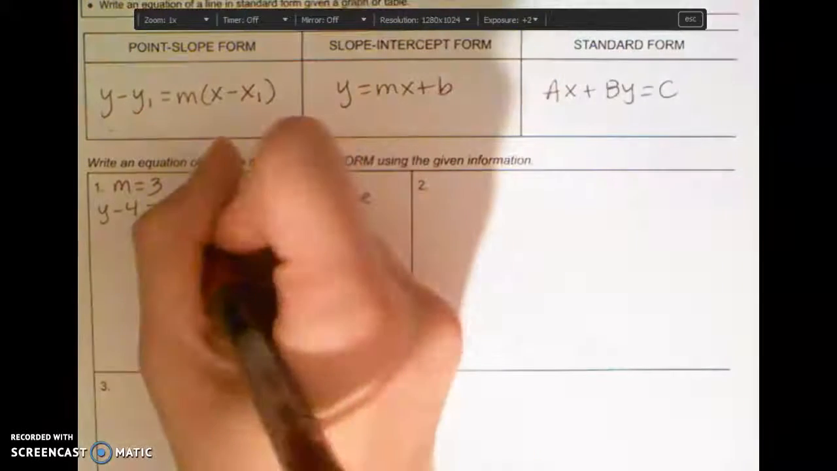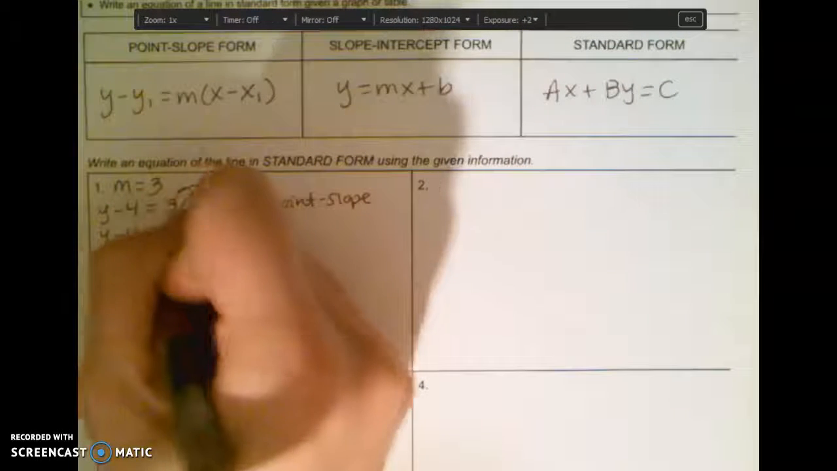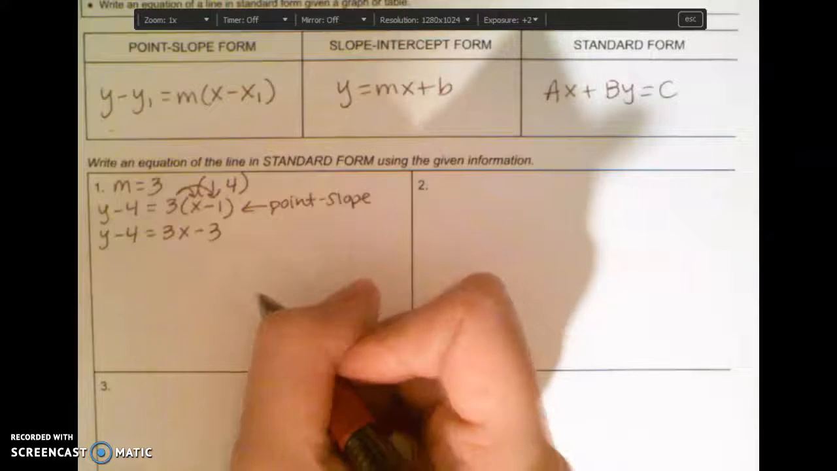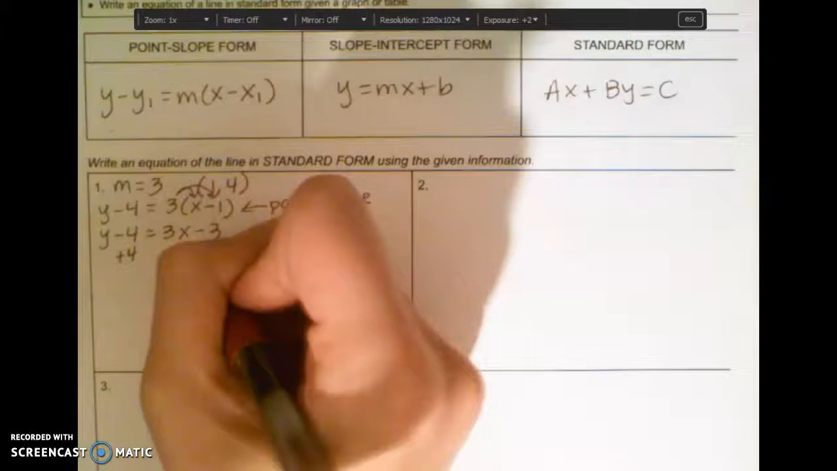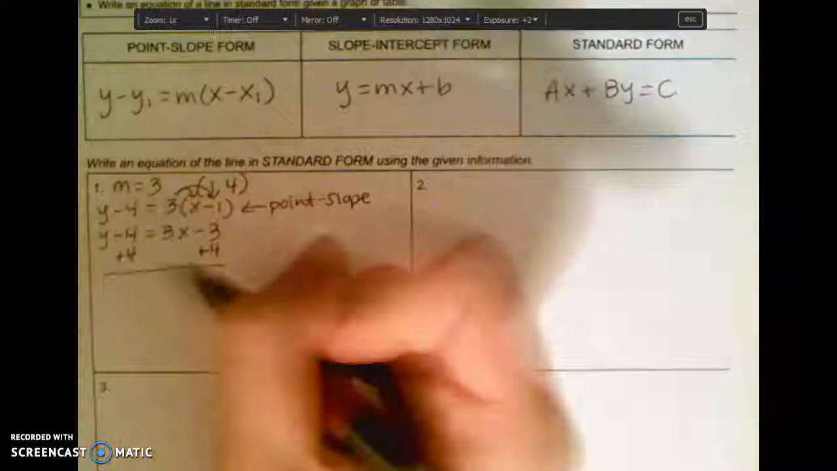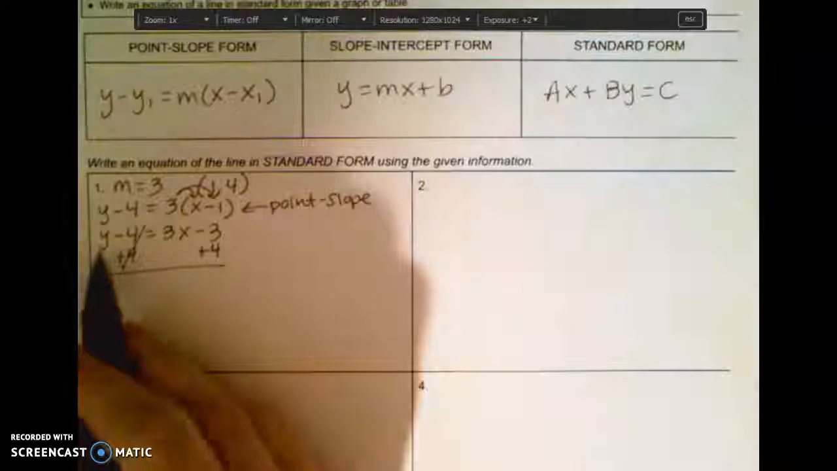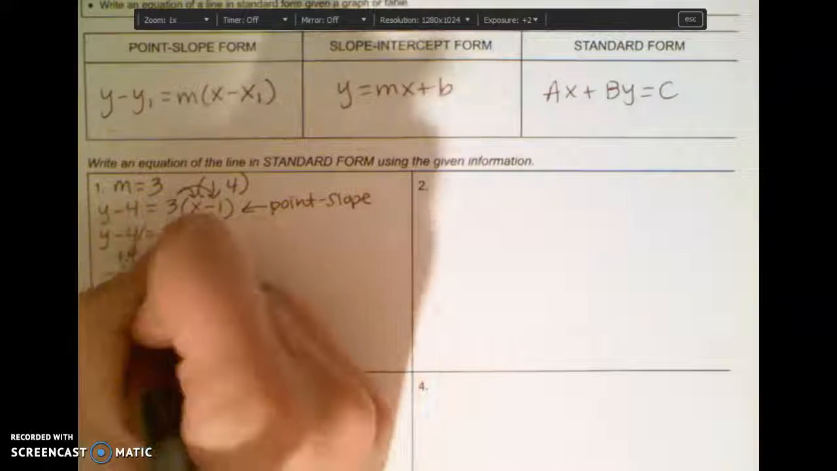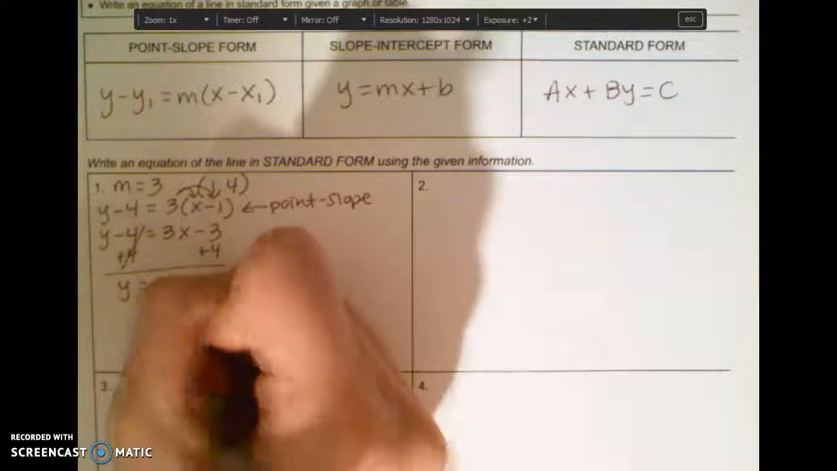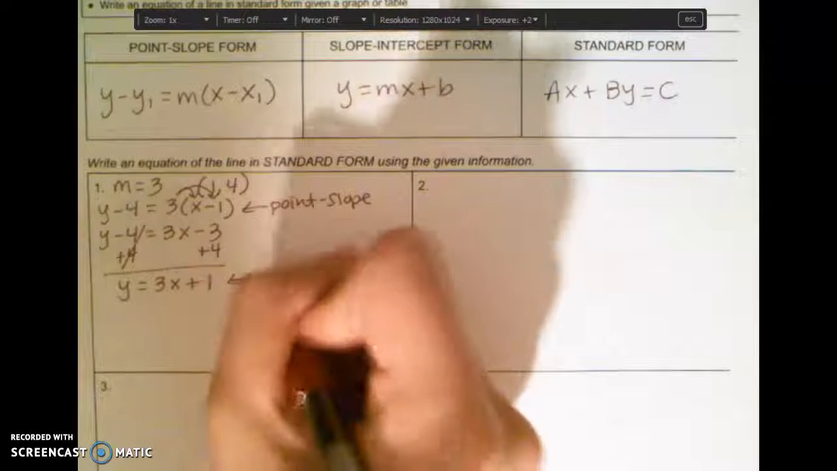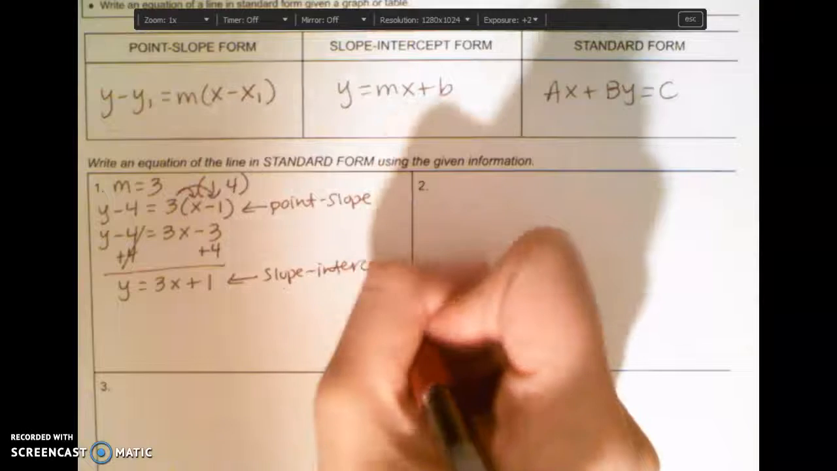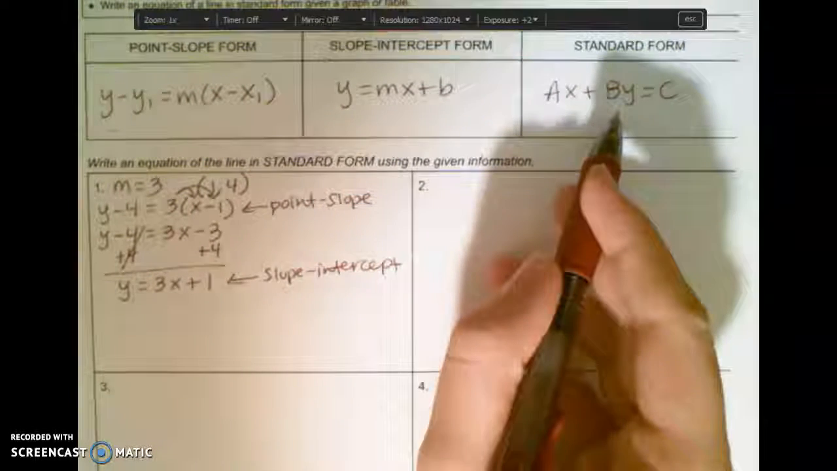Well, to get closer to standard form, we need to distribute the 3. So we have y minus 4 equals 3x minus 3. And then let's go ahead and add the 4 so we can get all of the constants together. We're trying to get the y by itself first, and then we'll bring the x to join it. So when I add the 4, that gives me y equals 3x plus 1. So now we have slope-intercept form. But we ultimately want standard form.